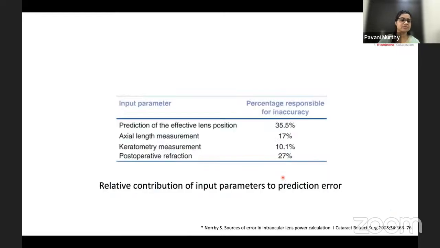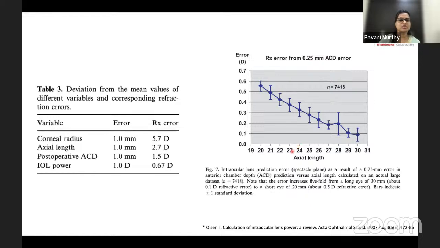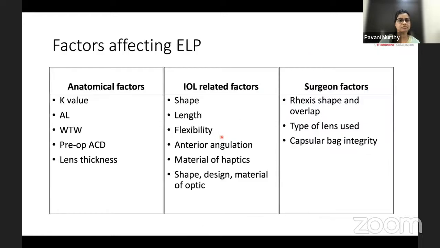A word about effective lens position. We have already gone through this slide. Effective lens position contributes almost 35% of your post-operative refractive surprises. So this is a chart which shows that for your normal axial length of 22 to 24, if you have an ACD error of 0.25, you can land up with a post-operative refractive error of minus 0.3 to 0.4. In a high axial length of around 30, the error is minimal, 0.1, but if the axial length is around 20, the error is almost 5 folds.